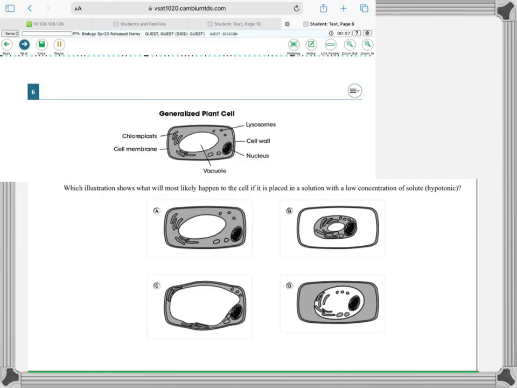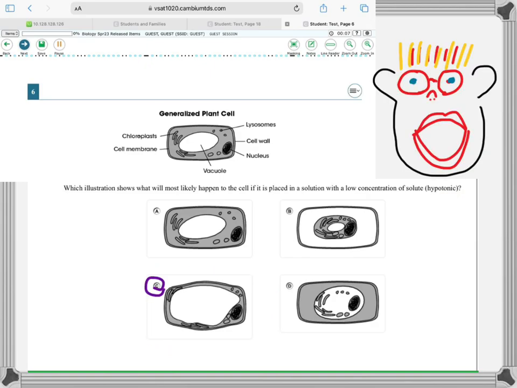All right, last question. We've got a plant cell. Which illustration shows what will most likely happen if the cell is placed in a solution with a low concentration of solute? That sucker's going to swell up because if you put it in a hypotonic solution, go ahead and say the word hypo and make a big round O mouth like that guy. That's the Bobinator, don't ask. But he's saying hypotonic with his mouth open real wide. When you say that big O sound, that cell swells up like a big round mouth.